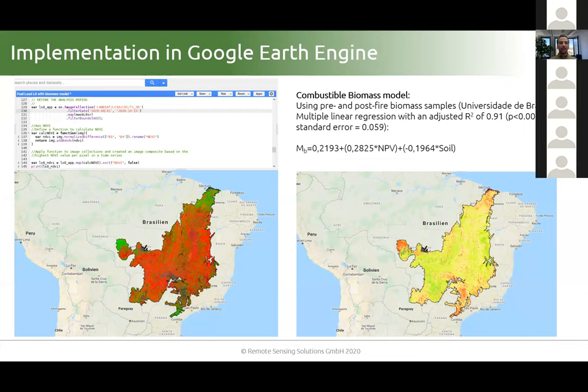What we did, we modified that a little bit so that we can also have a combustible biomass model in order to translate the values from the fuel load map into quantitative tons per hectare combustible biomass values. For that, we used pre and post fire collected biomass samples from the University of Brasilia to establish that combustible biomass model, which is Cerrado specific. So that was the first step to allow the analysis of the IFM mitigation potentials at a large scale.